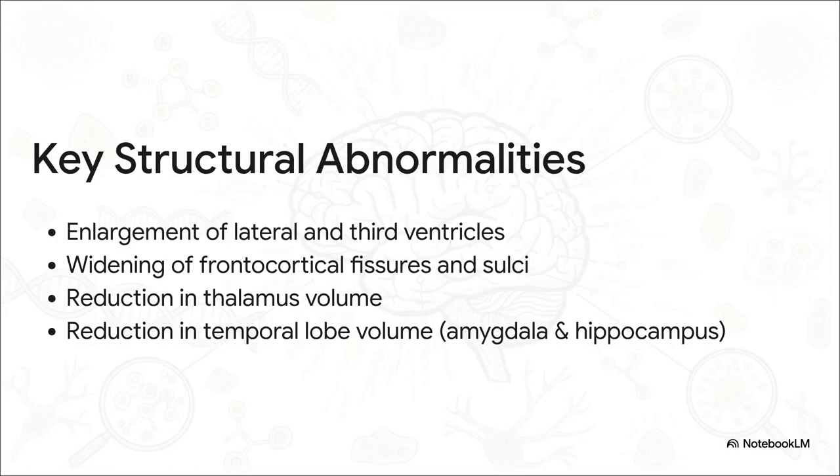Let's break down exactly what's changing. We see those bigger ventricles, the widening grooves on the brain's surface. But check this out, a smaller thalamus. The thalamus is like the grand central station of your brain. It directs all the incoming sensory information. So if that hub is smaller and not working right, what happens? It's chaos. It's like an air traffic controller that's sending planes to the wrong runways. Sights, sounds, thoughts, everything gets scrambled and misinterpreted before it even gets where it's supposed to go.